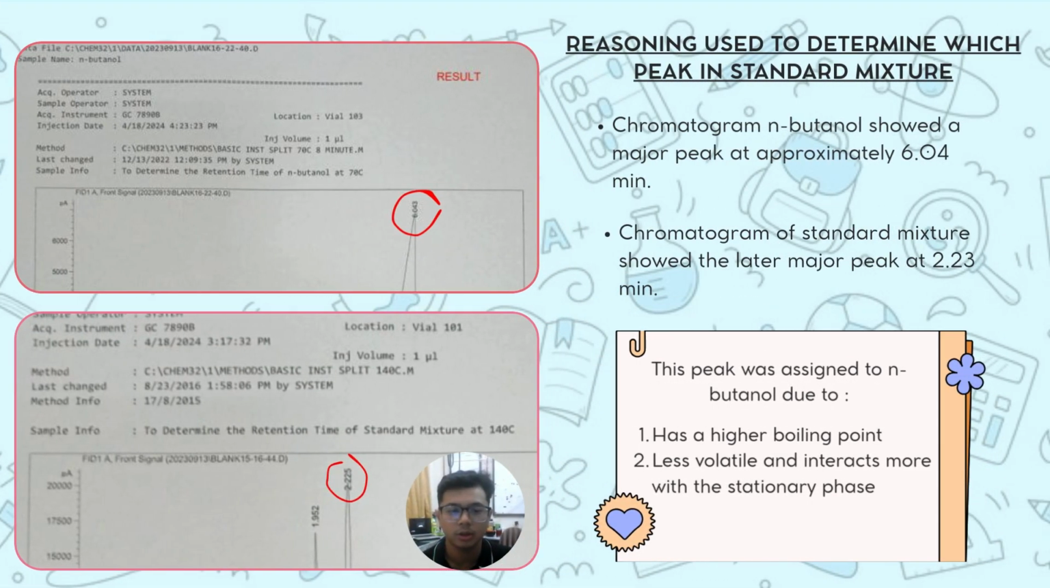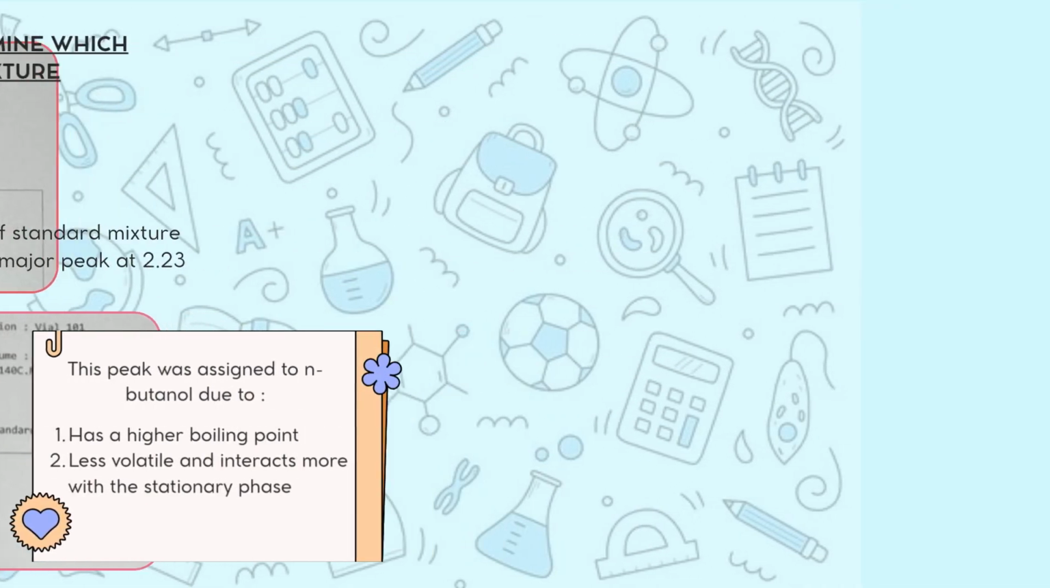We identify the second component, which is N-butanol. The individual chromatogram for N-butanol shows a major peak at approximately 6.04 minutes. In our standard mixture, this corresponds to the later major peak at 2.23 minutes. This peak was assigned to N-butanol because it has a higher boiling point. Being less volatile, it interacts more with the stationary phase, which causes it to elute later than the other.